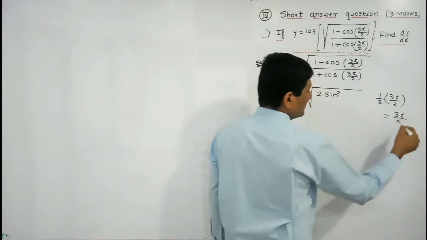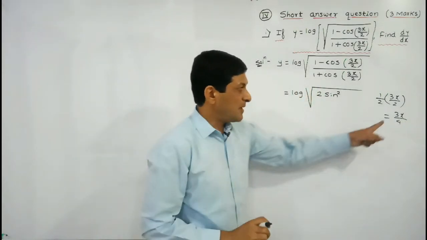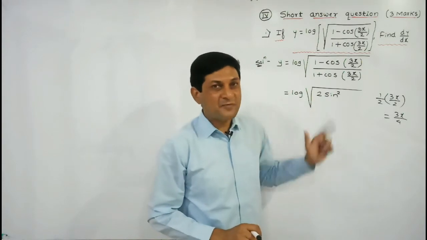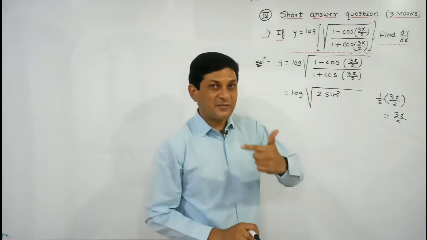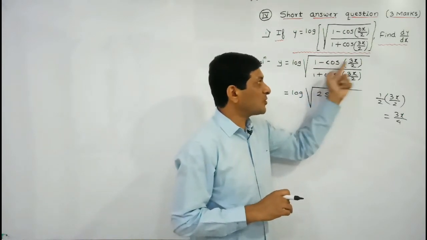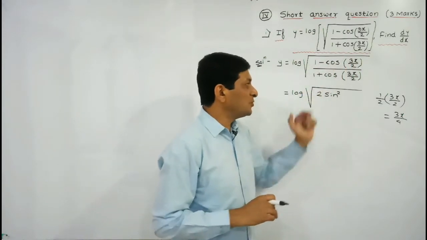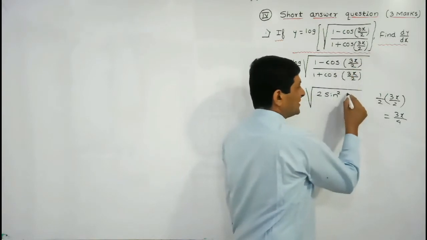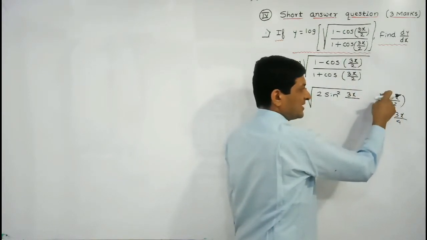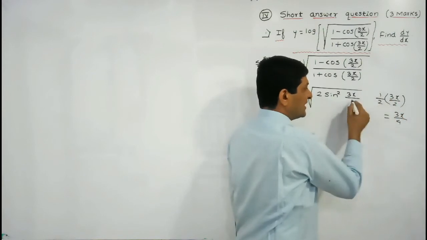3x, and 2 into 2 will be equal to 4. Means this is the value of theta by 2. So here we are using the half angle formula, so that's why we require the value of theta by 2. Again, see which formula we are applying: 1 minus cos theta is equal to 2 sine square theta by 2. Theta is here 3x by 2, and if we take its half, then we will get 3x by 4.